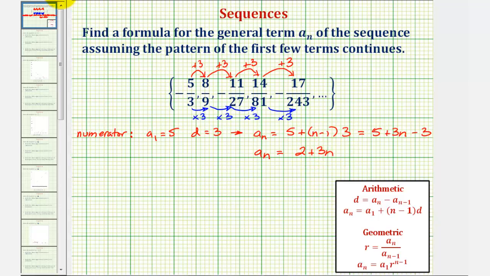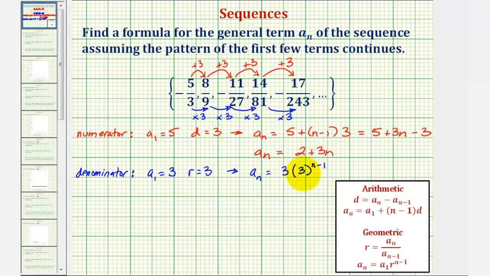And now let's focus on just the denominator, again ignoring the sign. For the denominator, we can say that a sub 1 is equal to 3, and r, the common ratio, would be 3 as well. So now using our formulas for a geometric sequence here, a sub n is equal to a sub 1, which is 3, times r raised to the power of n minus 1, which would be 3 to the power of n minus 1.